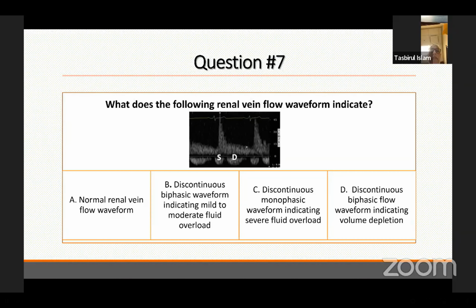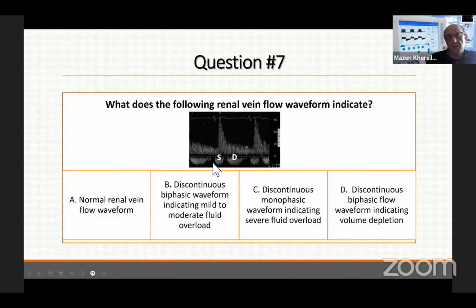Okay, the answer so far: Ribaba said B, Noshin says B, Oppo says C, Monira C, Rashmi B. So what's the answer? The right answer is B. You can see diastolic flow here. Usually it should be monophasic. Once you see pulsatility like this, that means right-sided pressures have started to be transmitted all the way to the renal artery and the renal veins. So the answer is B.